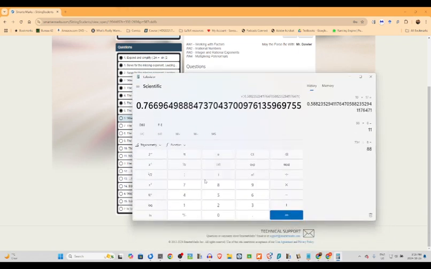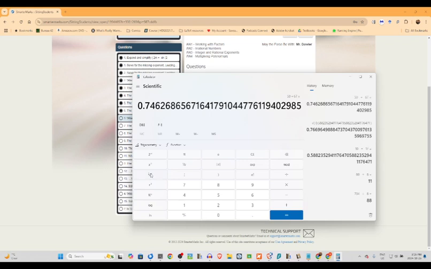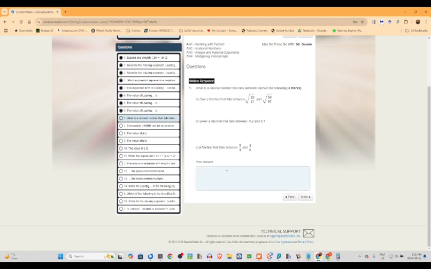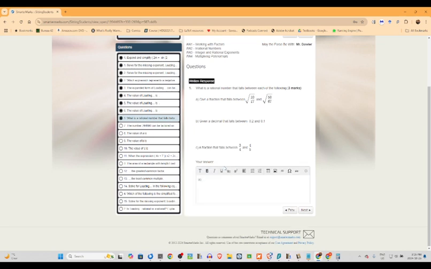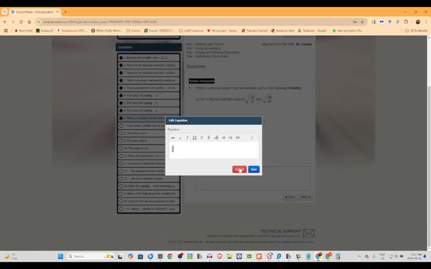Next is the square root of 50 over 67. Take that square root. Now we've got a 0.863. So a decimal between those would be 0.8. And 0.8 is the fraction 4/5. If we want it to look prettier, we can hit the equation, use a fraction, and write our 4/5 this way.